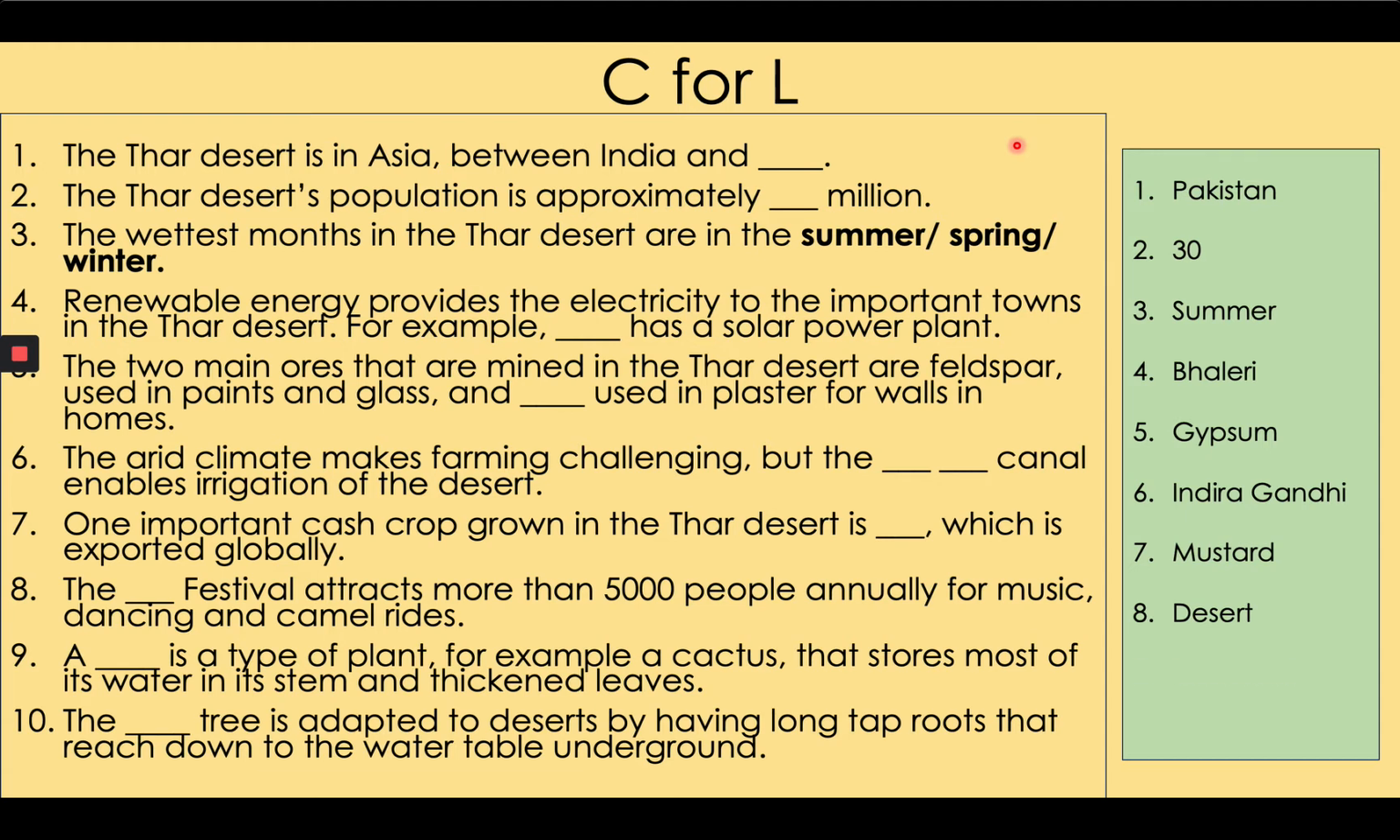9. A succulent is a type of plant, for example a cactus, that stores most of its water in its stem and thickened leaves. 10. The mesquite tree is adapted to deserts by having long tap roots that reach down to the water table underground.